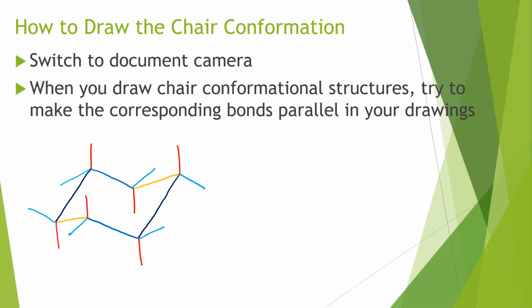The equatorial positions that are across the molecule from each other should be roughly parallel. So these two are parallel to each other. These two are parallel. And then the ones in the middle are parallel to each other. And this does take practice, so just draw it over and over. And then you can also draw the chair leaning in the opposite direction, and we'll talk about why in a little bit.